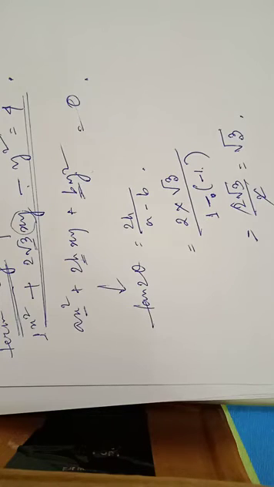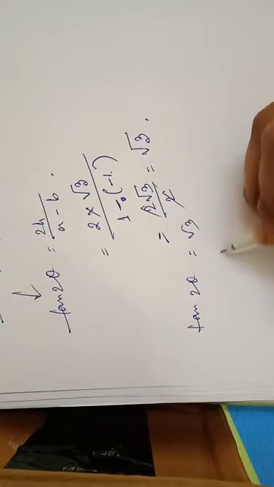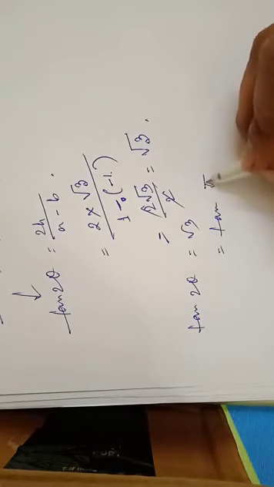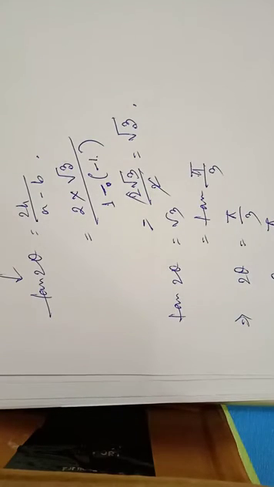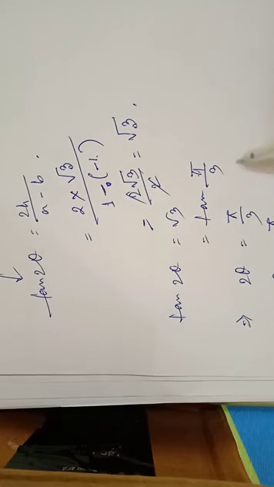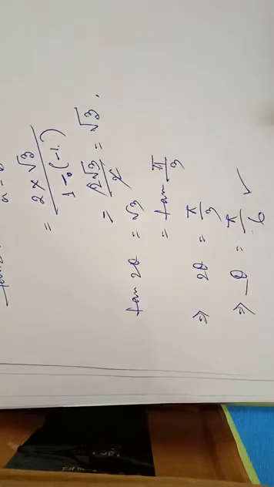So find out the value of theta from here. Root 3 means tan pi by 3. That is 2 theta equals to pi by 3. So theta equals pi by 6. So this is how we find the angle. This is how we find the angle when we have to remove the xy term from a particular equation. So then we apply the formula tan 2 theta equals to 2h by a minus b.